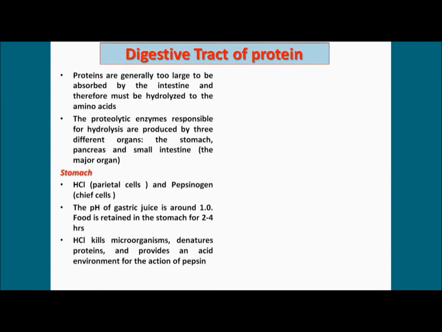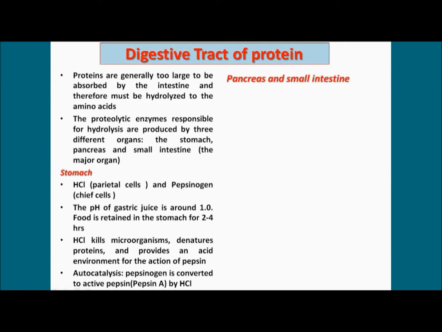Now what is the function of the HCl? The HCl secreted by the stomach kills microorganisms. Moreover, we all know that this is a strong acid, so it denatures the protein and provides the acid environment for the action of pepsin. Because when we want pepsin to act on a protein, the first and primary criterion is that it should have an acidic environment. Moreover, autocatalysis: autocatalysis means the pepsinogen is converted to active pepsin by the HCl itself, right?